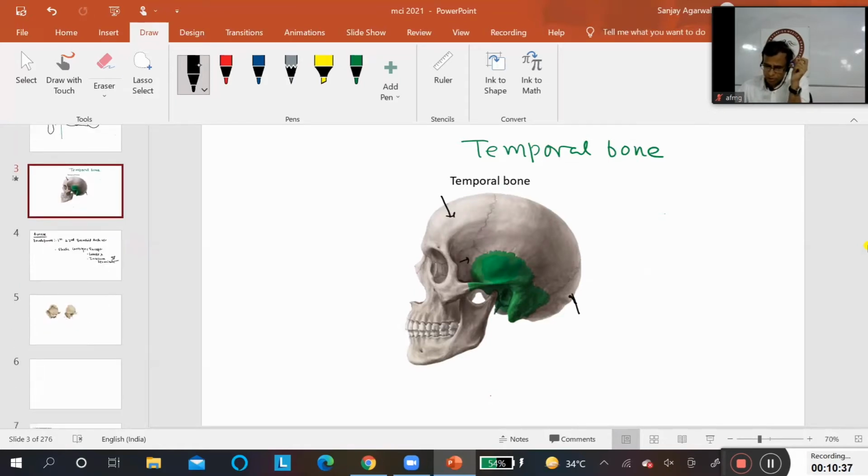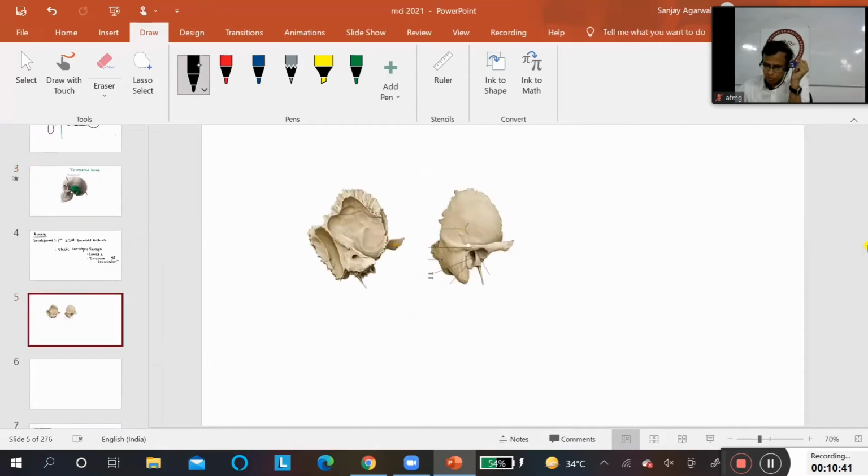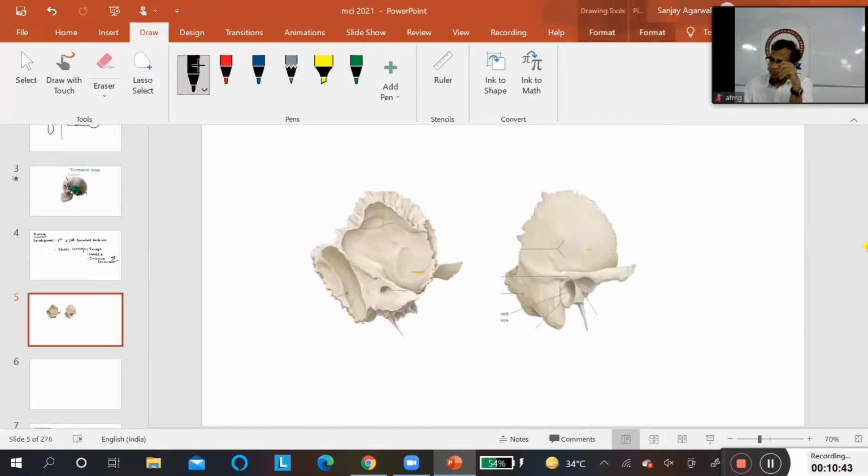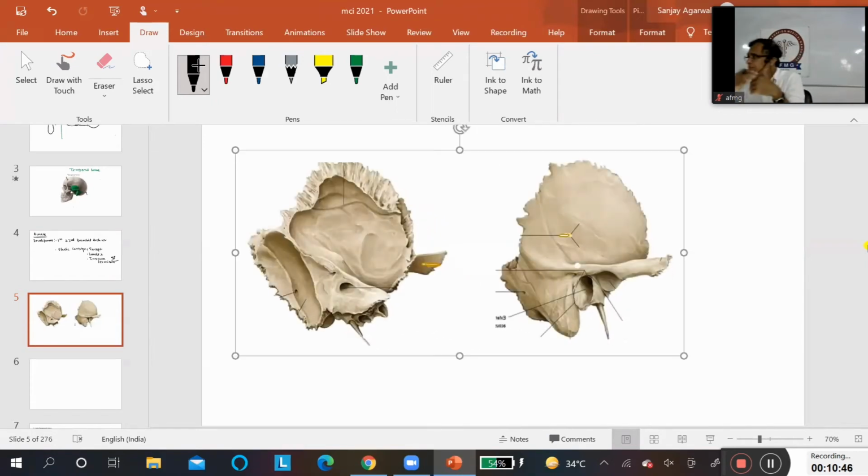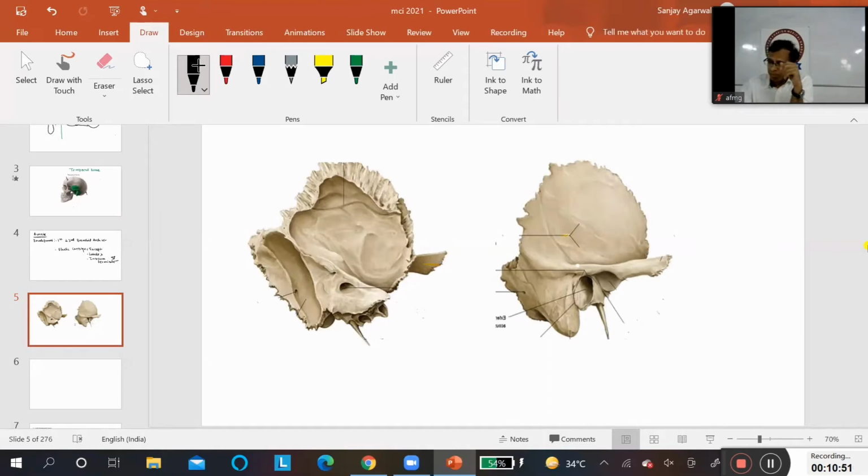If you look only at the temporal bone, it looks like this. If you remove the temporal bone, forget the rest of the skull, this is how the temporal bone looks. The first one is a medial view of the temporal bone. That means you have to go inside the skull and look at it. And the second one is the lateral view of the temporal bone. And the temporal bone is not a single bone. This in turn is made up of how many bones? 4 bones. This is a combination of 4 bones. Together it's the temporal bone.